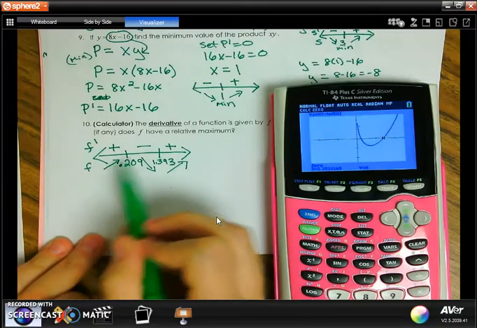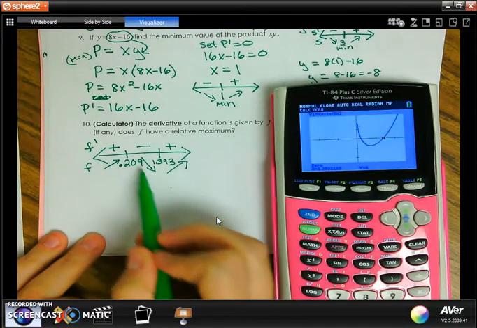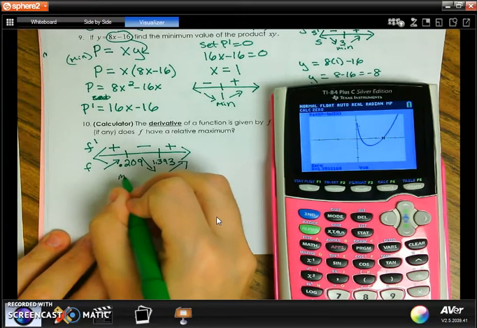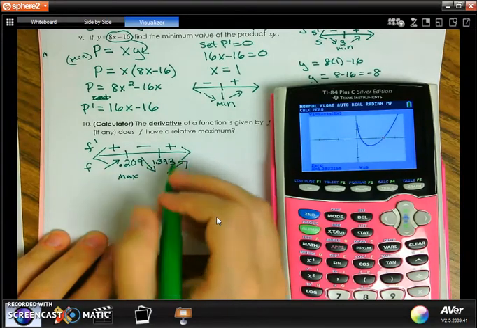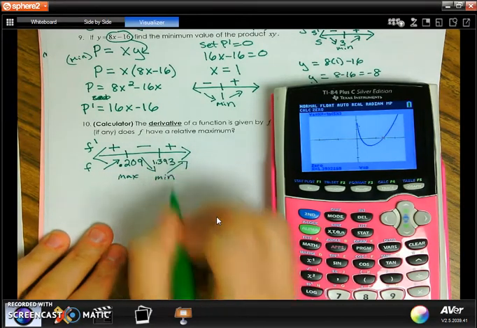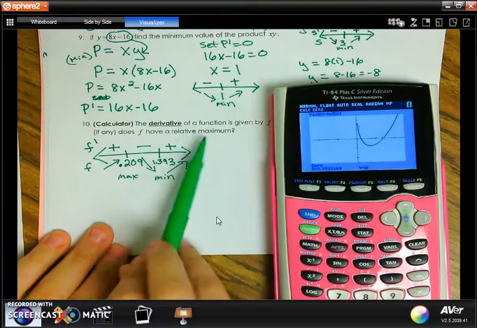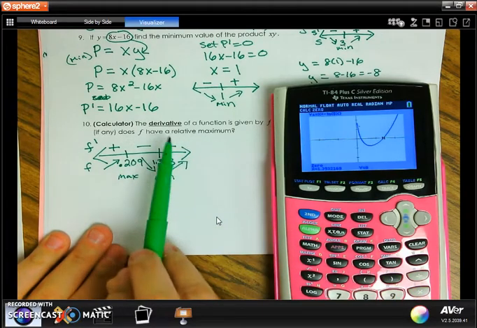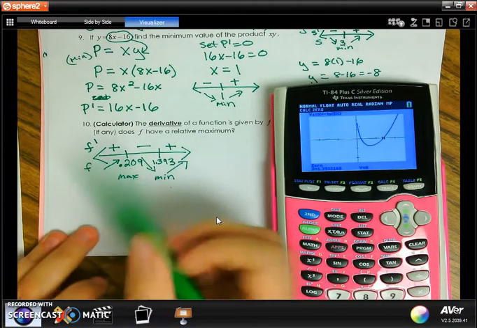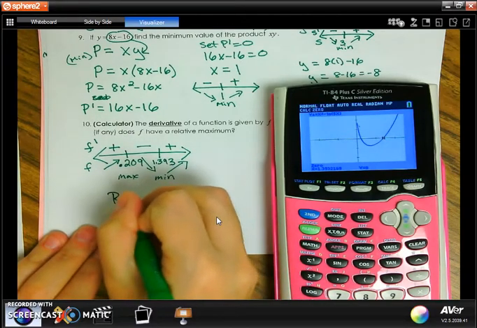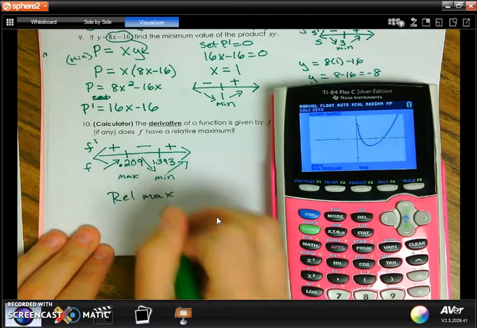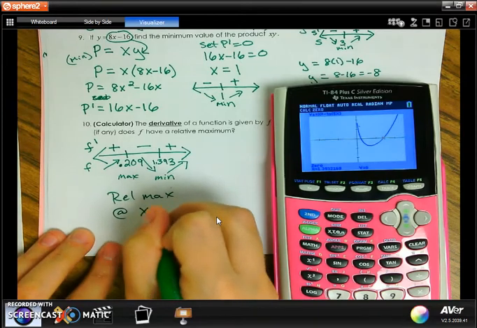Well, if something goes from increasing to decreasing, that means you have a maximum there. And if it goes from decreasing to increasing, that means you have a relative minimum there. And then I need to make sure I answer the full question. Here it says, does it have a relative max? Yes, it has a relative max. So I would say relative max at x equals 0.209.